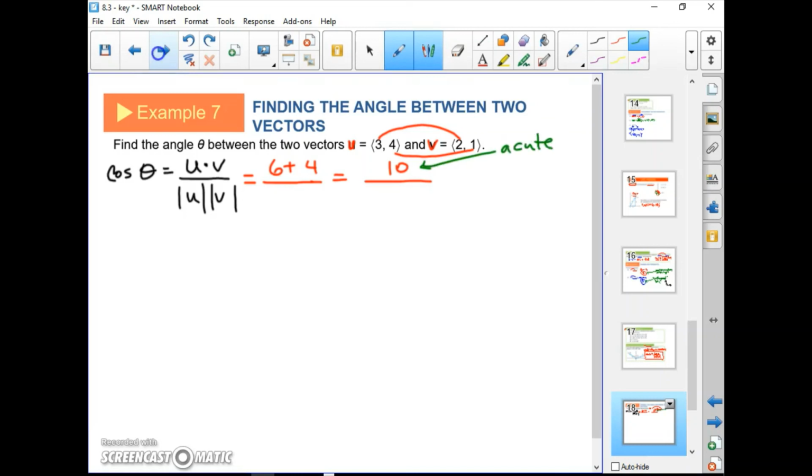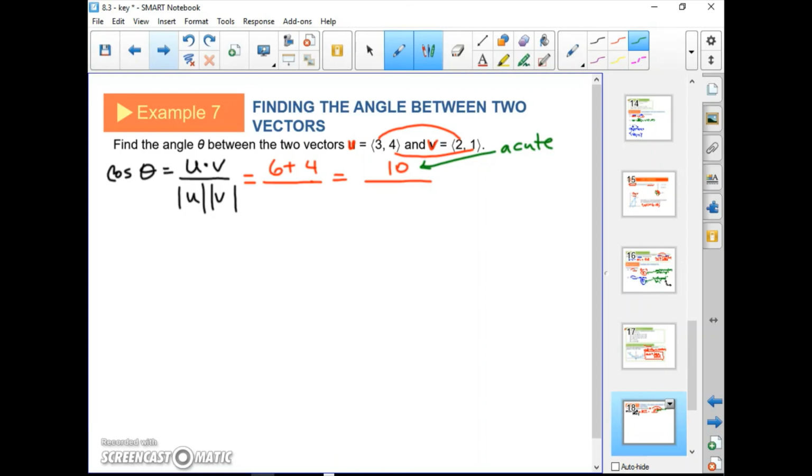And something to note is that when we get a positive value right there, I already know that the angle between the two vectors is going to be acute. Okay, if that number is positive, the angle is acute. If that number is 0, it's a right angle. And if that number was negative, it'd be an obtuse angle between the two vectors. So right now I know it's acute, but I want to know specifically what it is.